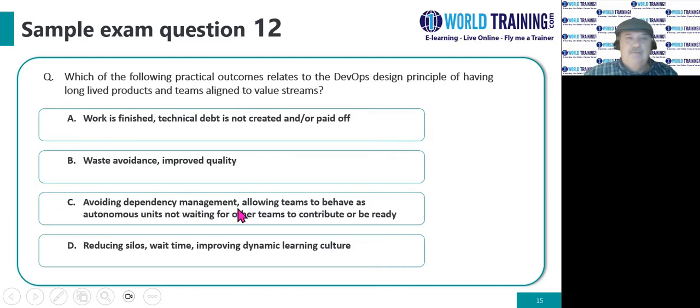Avoiding dependency management, allowing teams to behave as autonomous units, not waiting for other teams to contribute to be ready. That I like, yes. Keeping teams together so they can work autonomously. Reduce silos, wait times, and improving dynamic learning culture. I like that too.